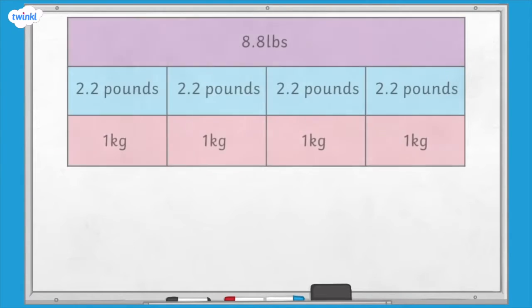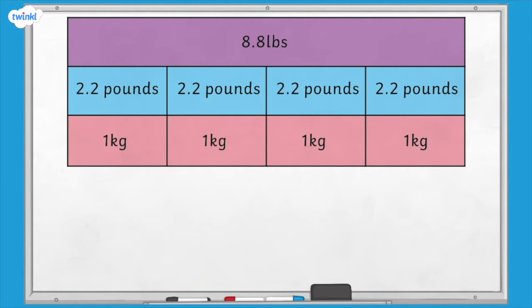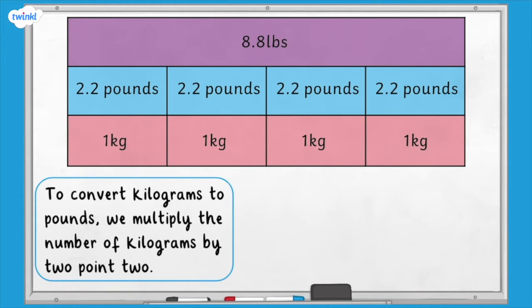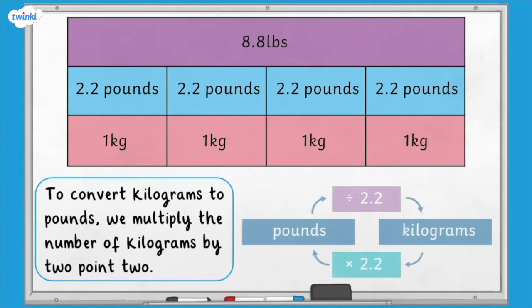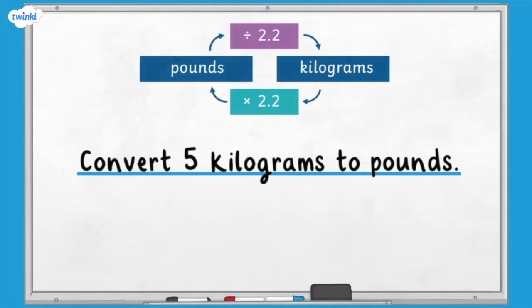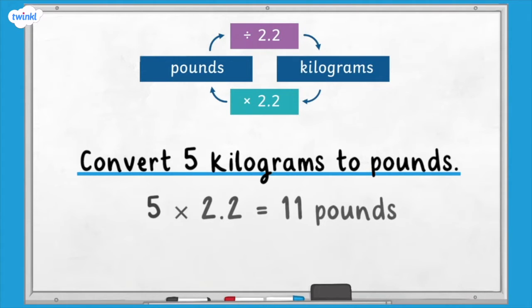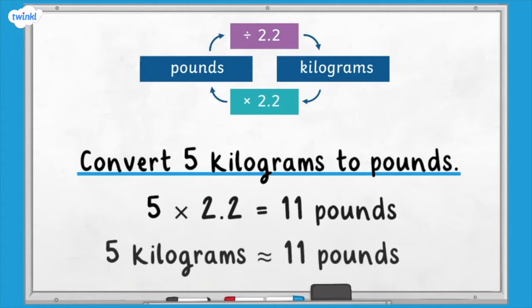This bar model shows that 1 kilogram is approximately equal to 2.2 pounds. We can use this fact to help us convert between kilograms and pounds. To convert kilograms to pounds, we multiply the number of kilograms by 2.2. For example, to convert 5 kilograms to pounds, we would multiply 5 by 2.2, which equals 11. We would say that 5 kilograms is approximately equal to 11 pounds.